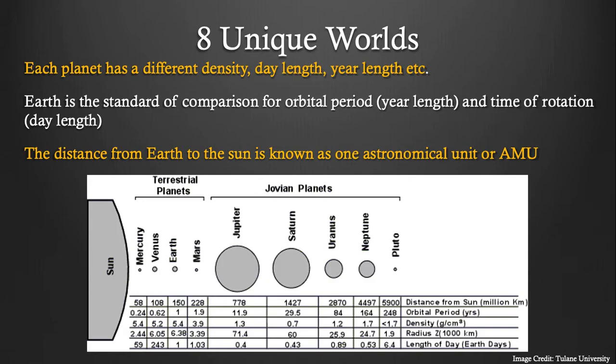So each planet is different, and you can measure different aspects of the planets. Each planet has a unique density, a unique day length, and a unique year length. Earth is the standard of comparison for orbital period. So we talk about other planets' years in terms of how many Earth years it is, and day length. So like if you look at the chart here, the length of a day for Jupiter is 0.4 Earth days. So it spins faster than Earth. But the orbital period for Jupiter is 11.9 Earth years. So it takes 11 years for Jupiter to go once around the Sun.